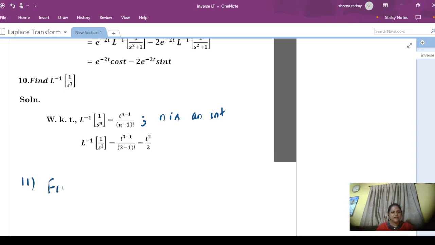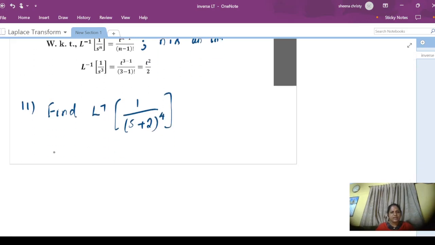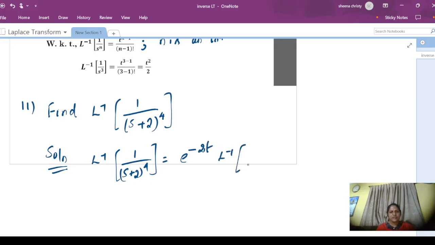Suppose you get the problem, find L inverse of 1 by (s plus 2) the whole power 4. By making use of the first shifting theorem, you can write it as e power minus 2t L inverse of 1 by s to the power 4.